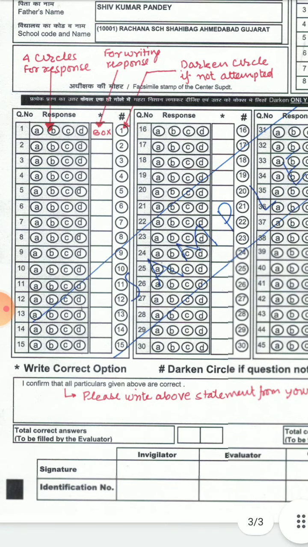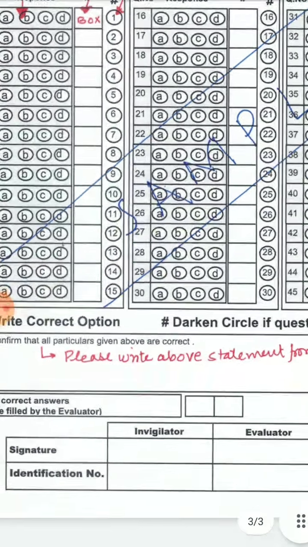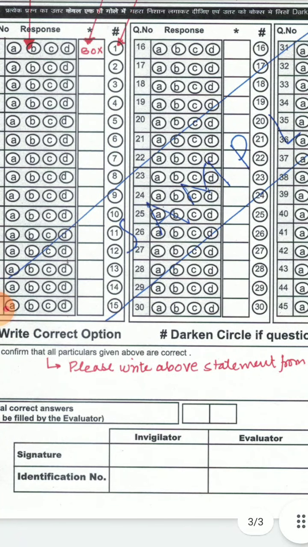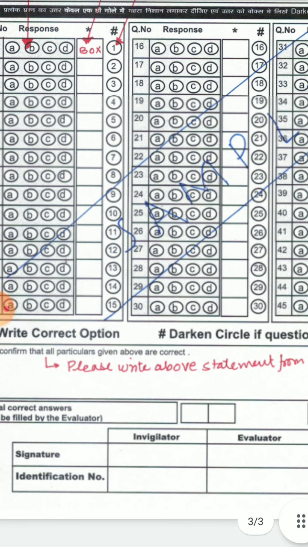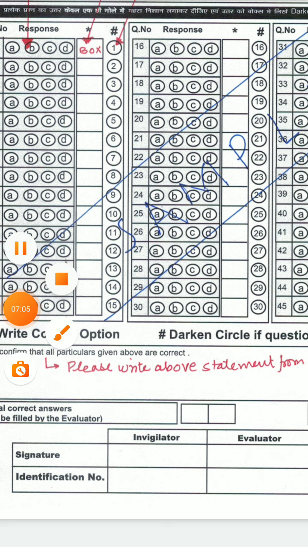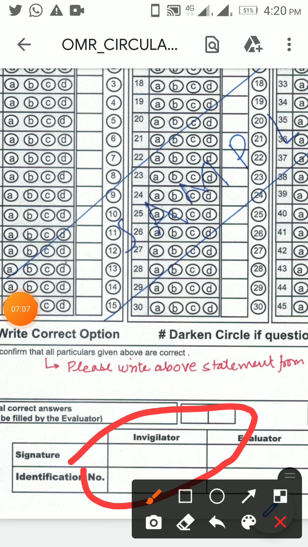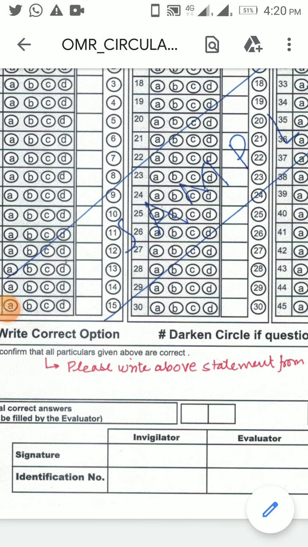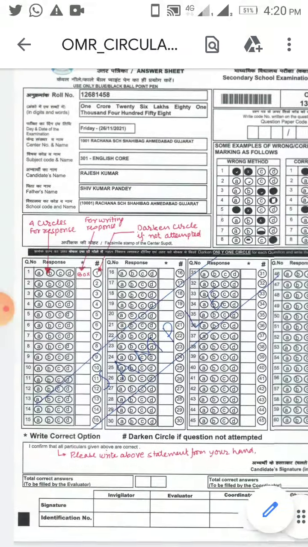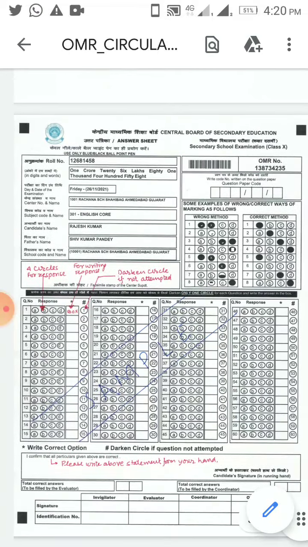Now here you can see the last part, the invigilator part and evaluator part. You should not touch this place. You don't need to do anything here, because this is the invigilator part, so they will take care of this. So this is the way you have to attend this OMR sheet, children. Hope you all understand. Thank you.